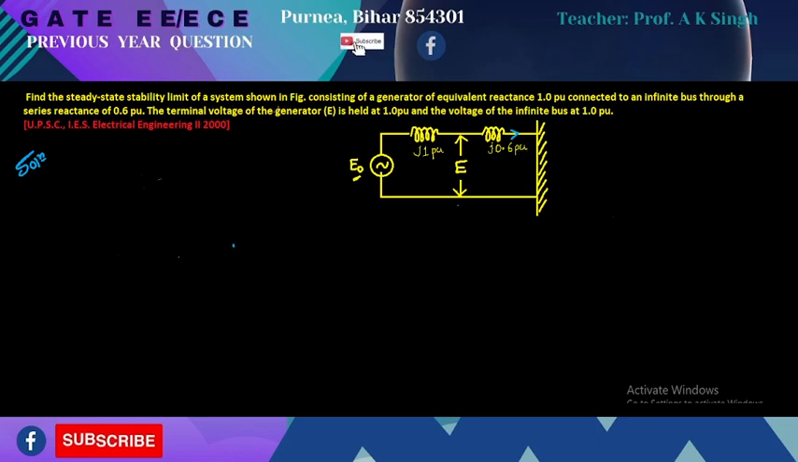The terminal voltage of the generator, E, is held at 1 per unit. This is the terminal voltage of the generator having value E at 1 per unit, and the voltage of the infinite bus is also 1 per unit. So the voltage of the infinite bus is 1 per unit and the voltage at the terminal of the generator is also 1 per unit, but this is representing its magnitude.